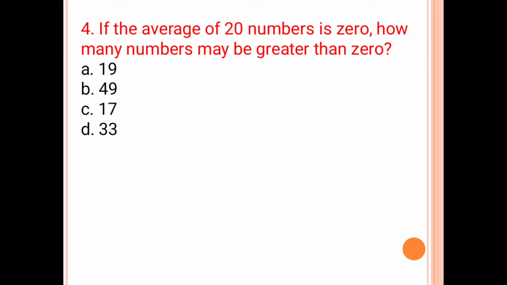Okay, here what is the average formula? Sum of all the values divided by the total number of values. Here the average value is 0. When the average value is 0, the sum of all the values equals 0. So if the sum of all the values is 0, there is a possibility of 10 values being positive and 10 values being negative.